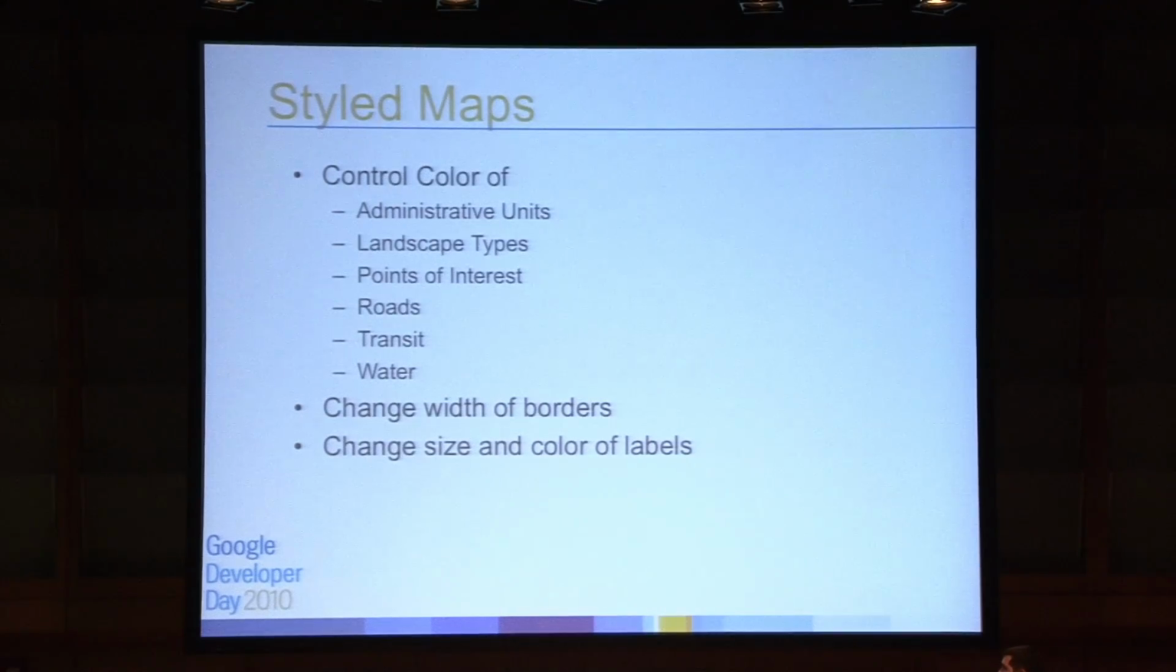You could change the color of roads, and roads of different sizes. So major highways can be different colors than small roads or medium-sized roads. These can all be different. You have very granular control over that. And as I mentioned, you can change the size and the color of the labels. So this gives you a lot of control over your presentation.